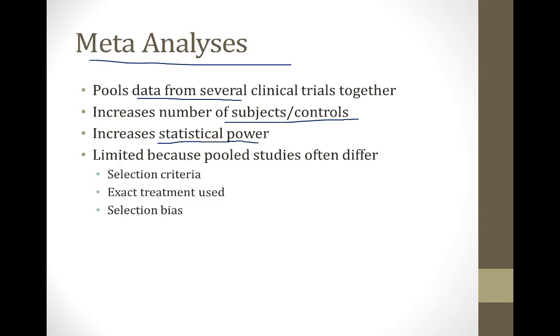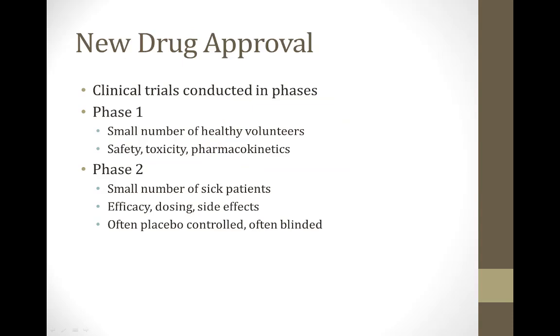The problem with meta-analyses is that the pooled studies are often different. Sometimes they use different patient selection criteria, sometimes they administer the drug or therapy differently, and sometimes one or more of the studies has some selection bias. So the meta-analysis is imperfect, but it is a way to try and get more statistical power out of smaller studies. Finally, in this module, let me talk about the way new drugs get approval.